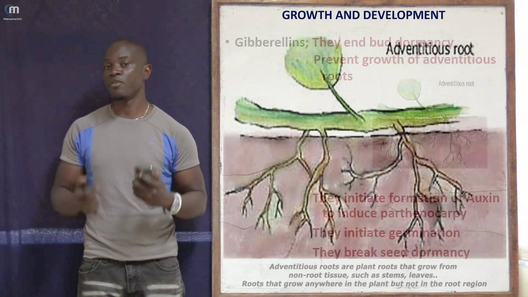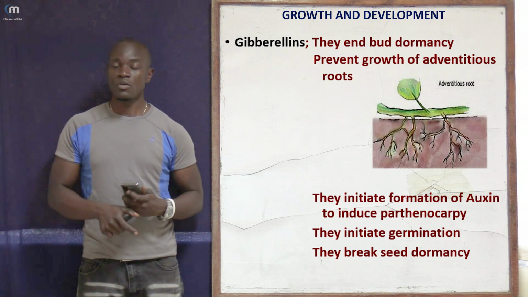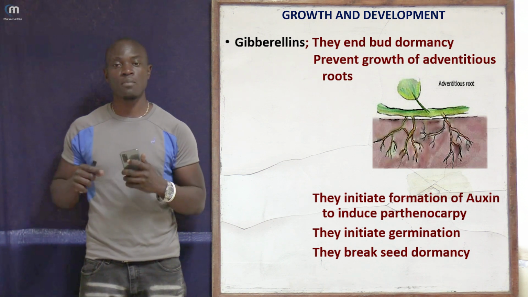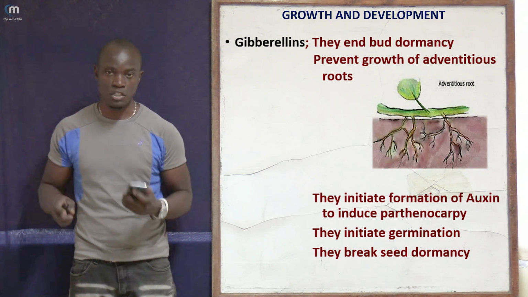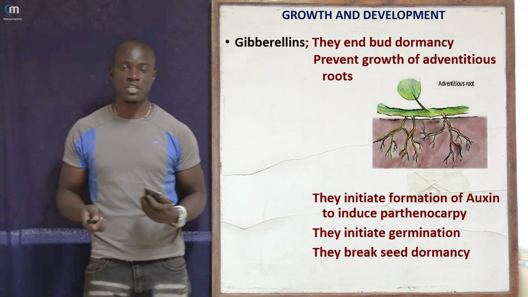If roots develop from the stem, those are adventitious roots. So remember, the adventitious roots are roots which develop from non-root tissue. Those are the ones which are now called the adventitious roots.